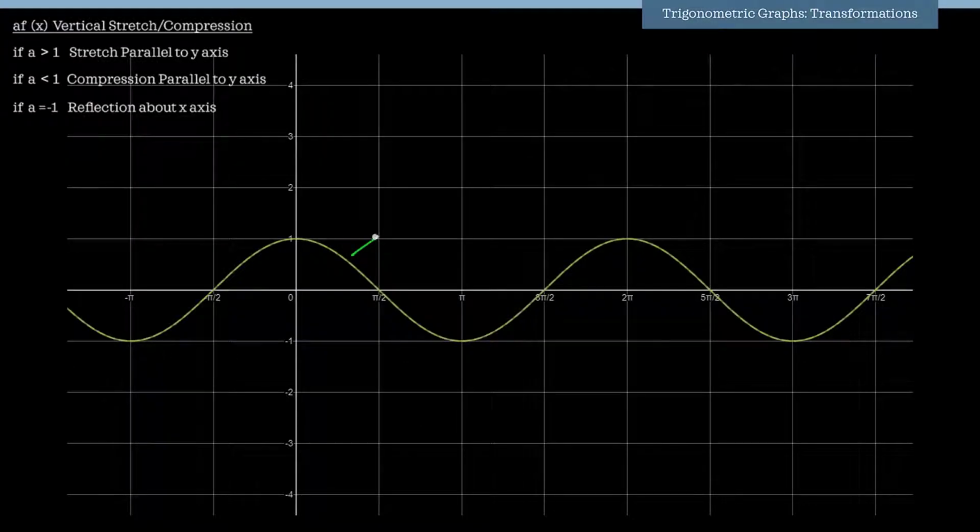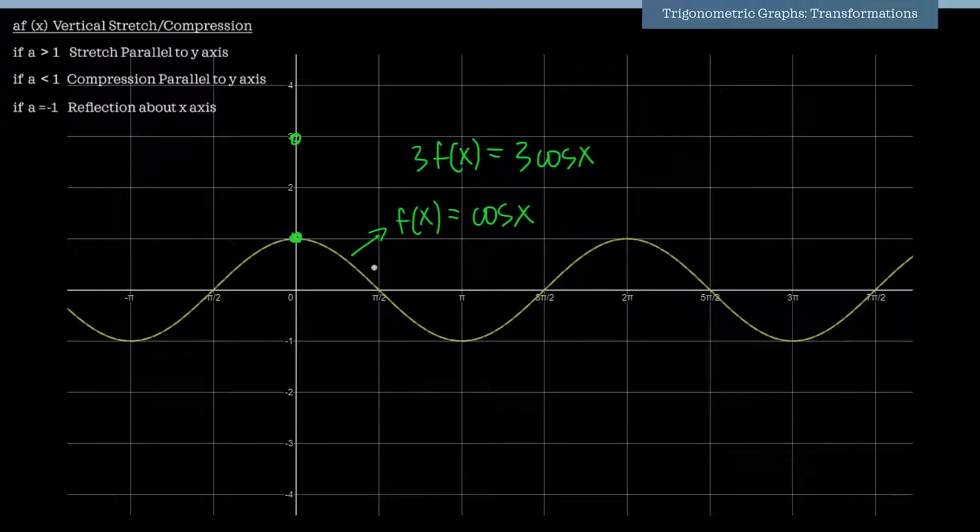Here I have the graph of the function cosine x, and if I multiply this function by a value of 3, let's say 3 f of x, so it's going to be 3 cosine x. For this transformation, I'm going to multiply each value of y by 3. So this point which was at 1 is going to go to 3, and this point which was at, let's say, 0.5, times 3 is 1.5. So this point is going to go over here. And this point which was at 0, times anything is 0, so this point is going to remain where it is.